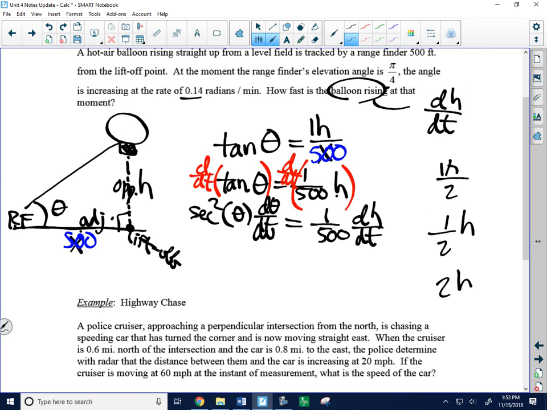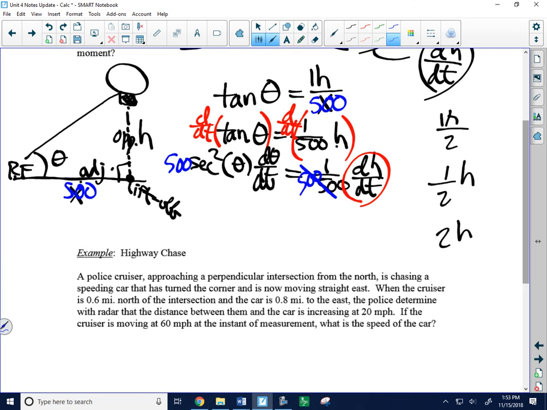Let's see what we have. They're asking for dh dt right here. So we could already multiply both sides by 500 and then plug things in. So that's what we're going to do. It is 500 secant squared, we'll plug in an angle, and then d theta dt.